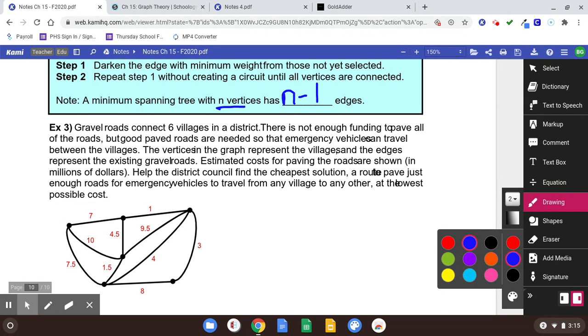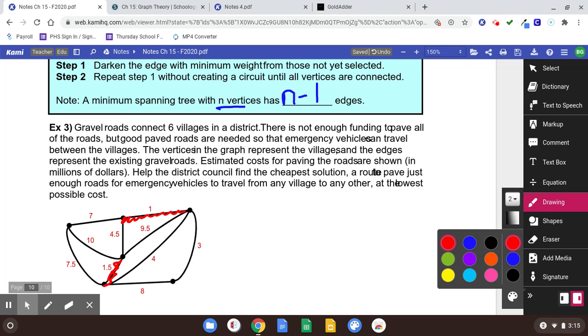Okay. So it says step one, darken the edge with a minimum weight. All you have to do is find the smallest weight. So let's say this one is a one. Okay. Step two, repeat step one without creating a circuit. So basically all I'm going to do is find the smallest number and make sure it doesn't make a circuit. So right here, 1.5. Okay. I want to hit all of the vertices. Notice there are 1, 2, 3, 4, 5, 6 vertices, so there should be 5 edges.